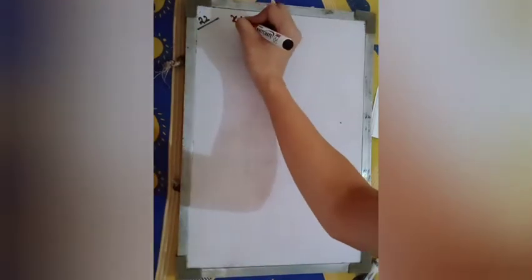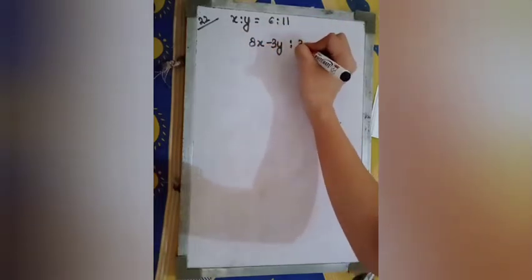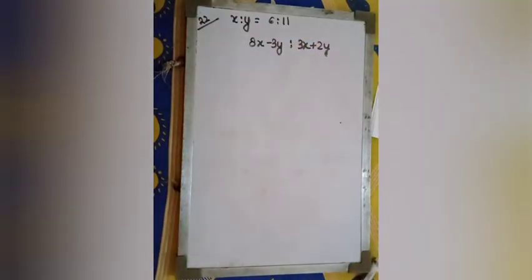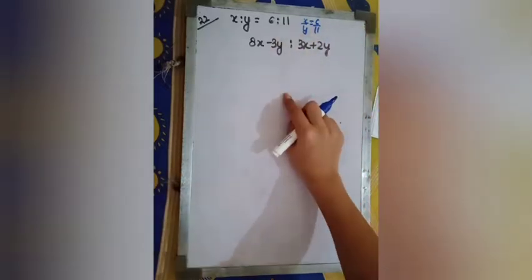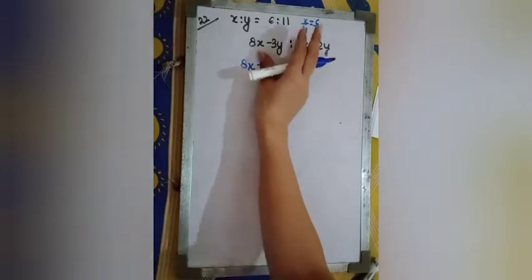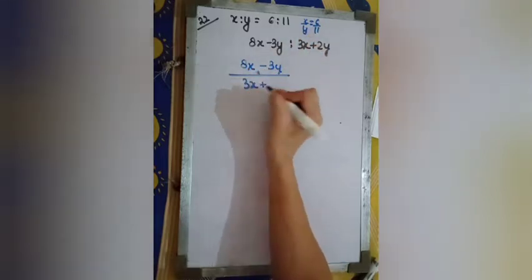This x is to y equals 6 is to 11. And 8x minus 3y is to 3x plus 2y. We have to find the value of this ratio. So first, see this. It is x upon y equals 6 upon 11. Okay. This is given: 8x minus 3y upon 3x plus 2y.